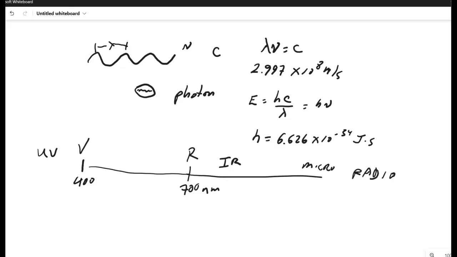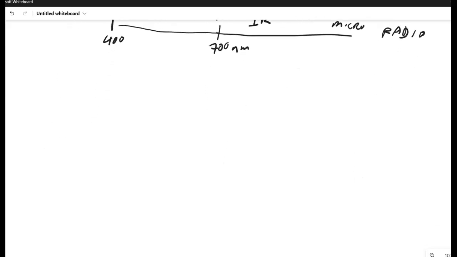Please don't mind my bad handwriting on this. I'm trying to use this stylus on this laptop, and it's kind of difficult to make it look good.